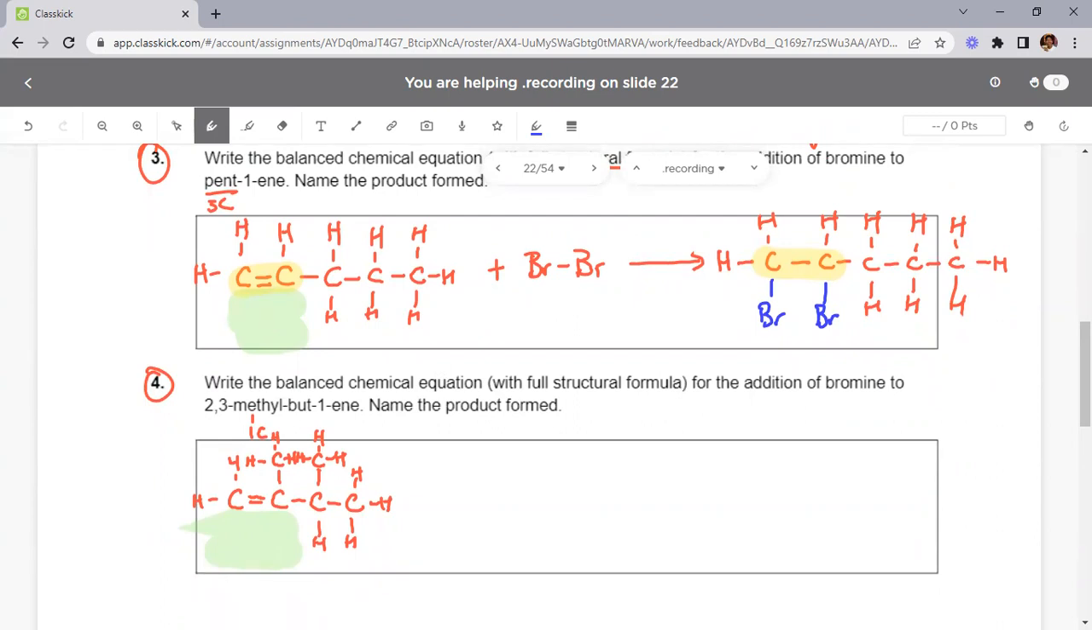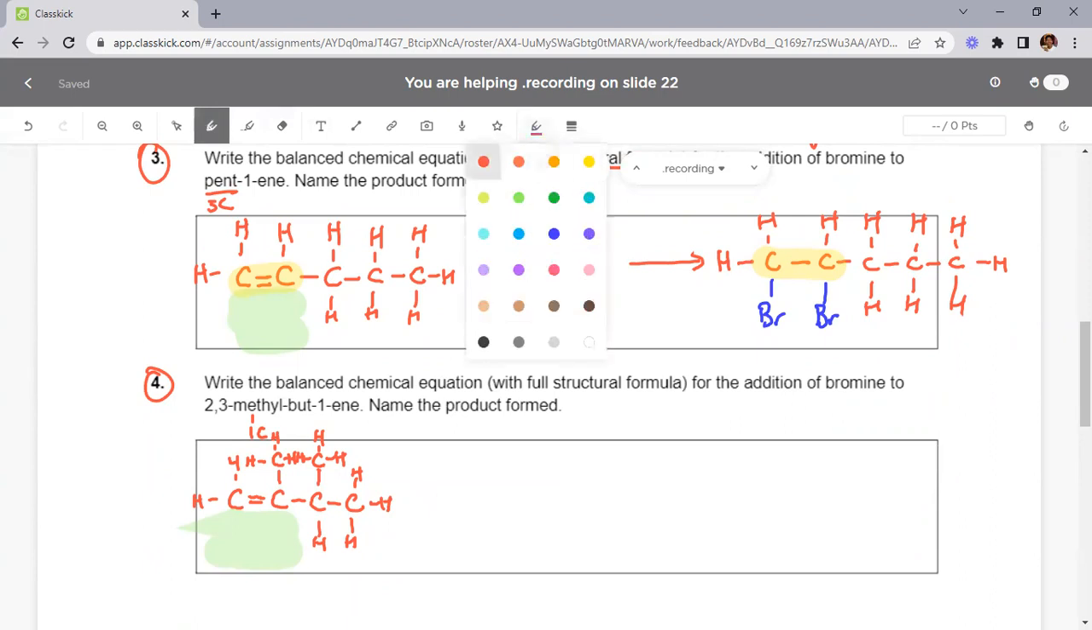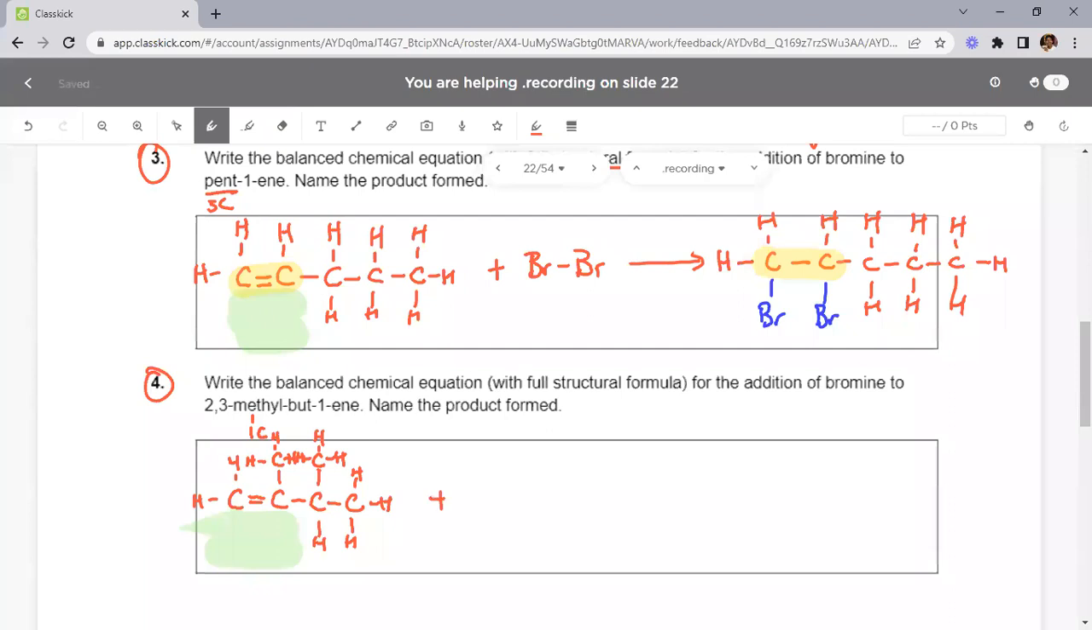For the bottom one, the 2,3-dimethylbutene, actually you realize no matter how complicated the molecule looks, how difficult it looks, your focus is always at where the double bond is. So I'm going to add bromine now to here. Arrow. So this one is a super big molecule over here, so I'm just going to draw it out.